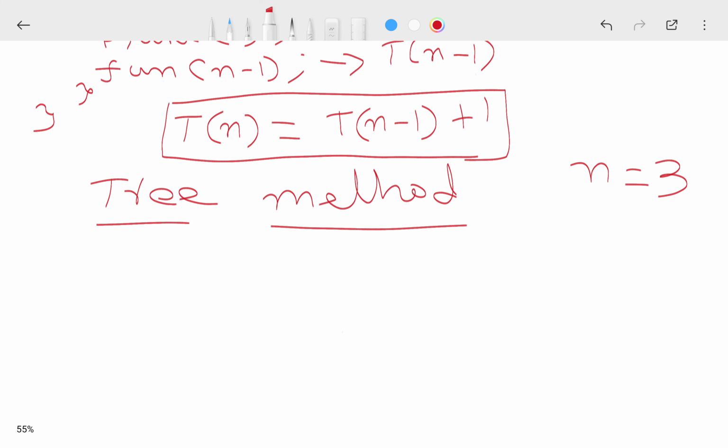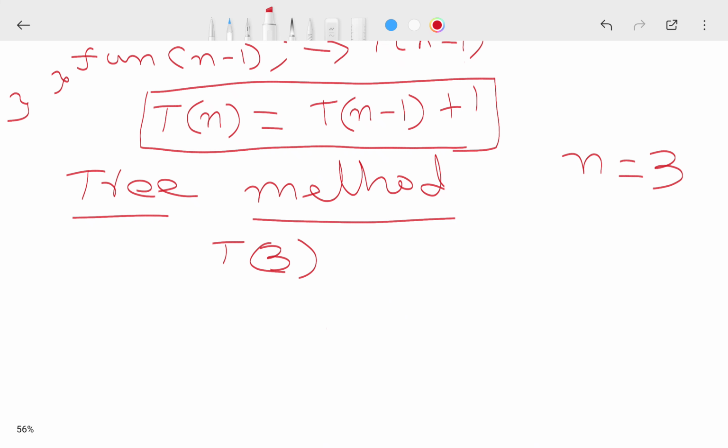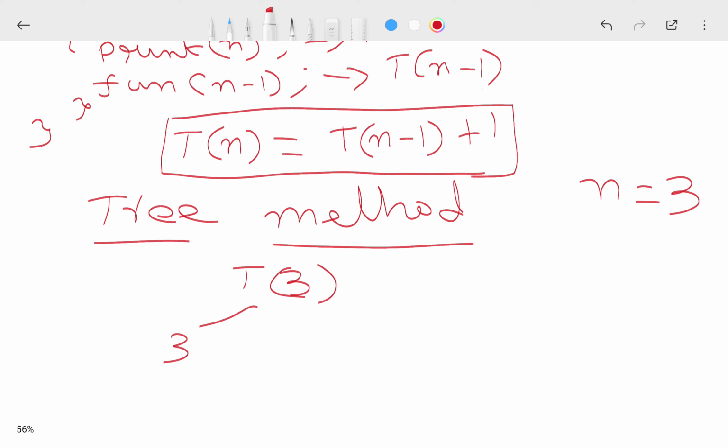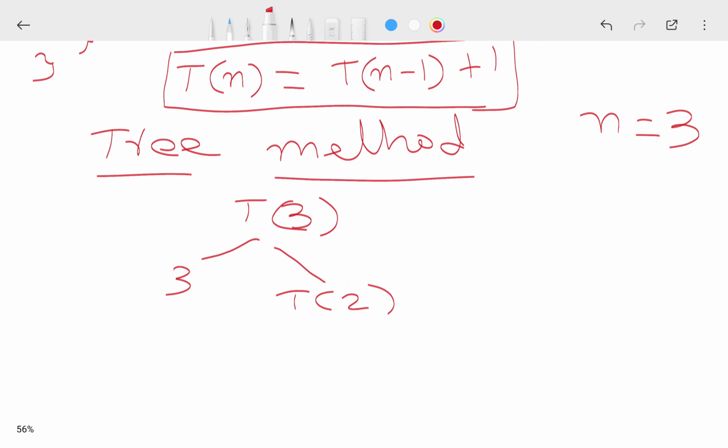So the first function is T of 3. Inside T of 3, when n equals 3, first it will print the value 3. So this print statement will print the value 3, and then again there is the function call. Now it will call T of 2, that is 3 minus 1.